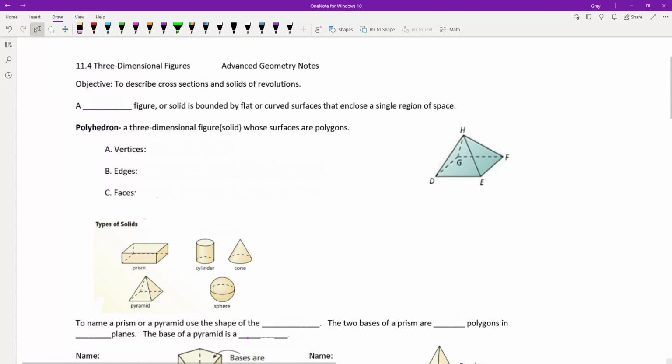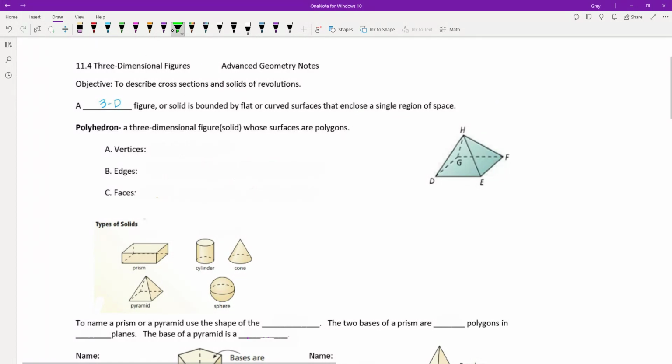So this begins our study. As I mentioned, the first part of our chapter was two-dimensional figures. Now we're on to three dimensions. So, as I just said, a 3D figure or three-dimensional figure or solid is bounded by flat or curved surfaces that enclose a single region or space.